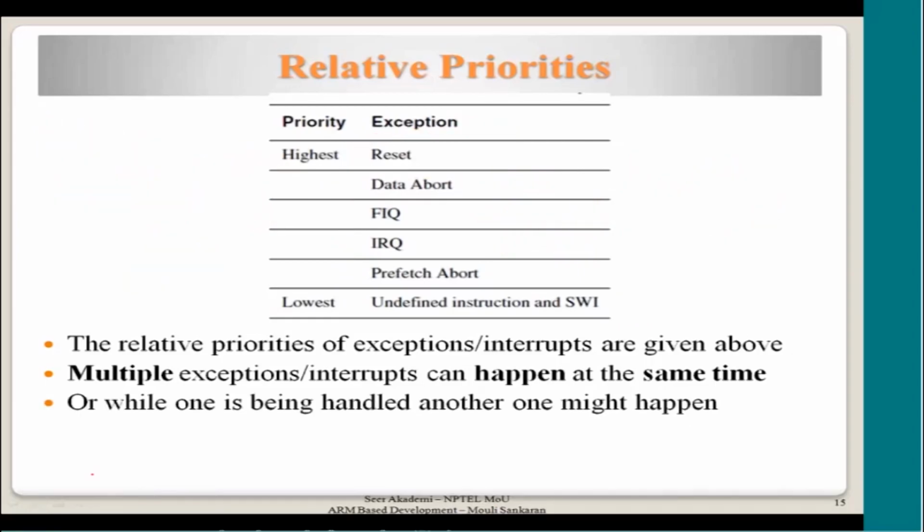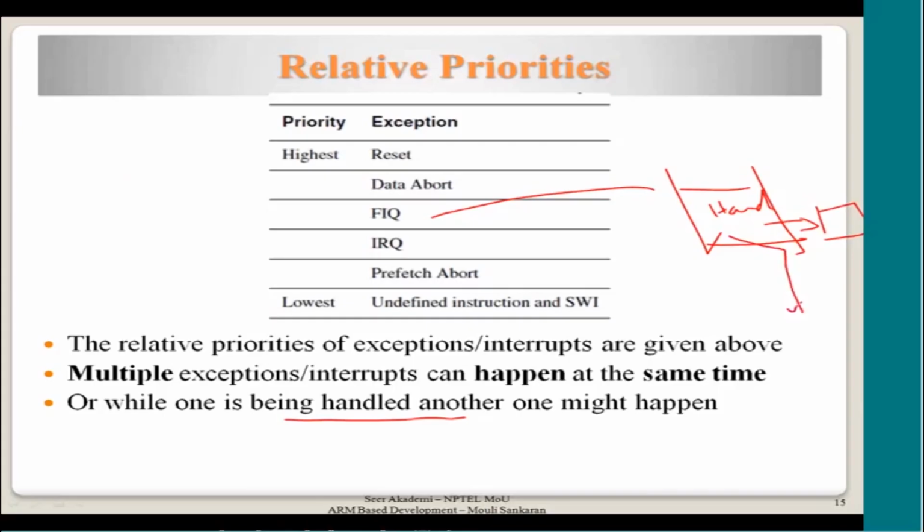Or while one is being handled, another one might happen. Please remember, when it is in FIQ handler, a reset can happen. Nobody can prevent it. Or even the FIQ handler itself is doing a memory read and it creates a data abort. Or it is fetching the handler code and it results in a prefetch abort. So while one exception is being handled, another one can be generated.